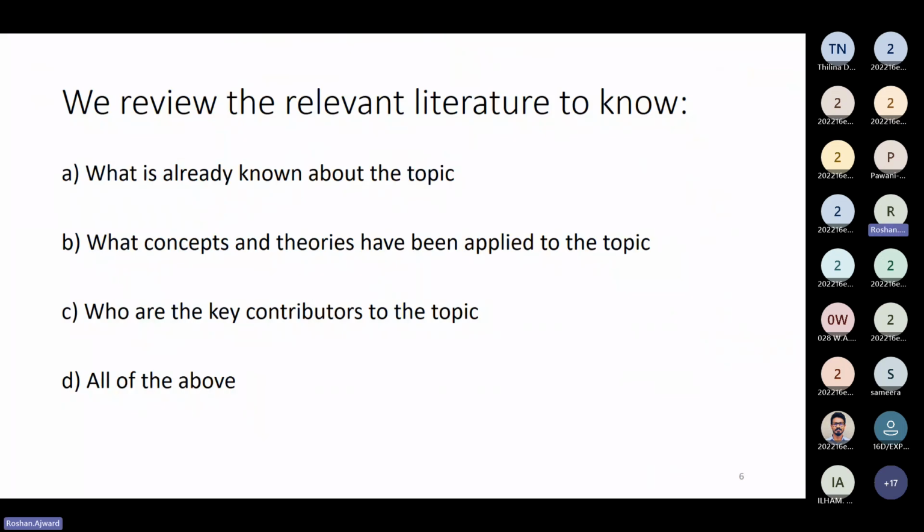Okay, very good. So yes, we review the relevant literature to know what is already known about the topic. Yes, that's the main idea. And what concepts and theories have been applied in the topic. Yes, that's another thing that you can read in the literature and know. Then who are the key contributors to the topic? You will know who the key researchers in the area are. For an example, when you read the literature regarding corporate governance in Sri Lanka, you will see that there are certain key researchers. So you will know who the key researchers are.